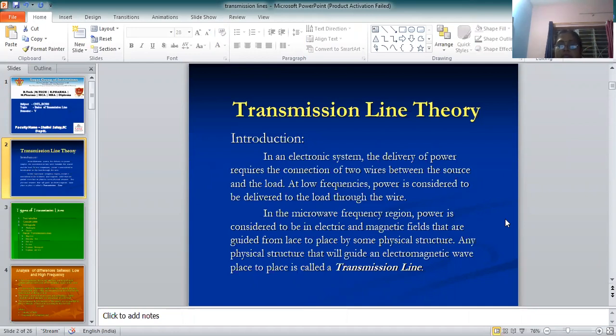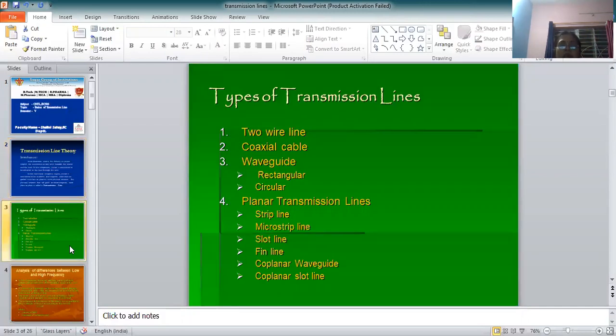In an electronic system, the delivery of power requires the connection of two wires between the source and the load. At low frequencies, power is considered to be delivered to the load through the wire. In the microwave frequency region, power is considered to be in electric and magnetic fields that are guided from place to place by physical structures. Any physical structure that will guide an electronic wave from place to place is called a transmission line.